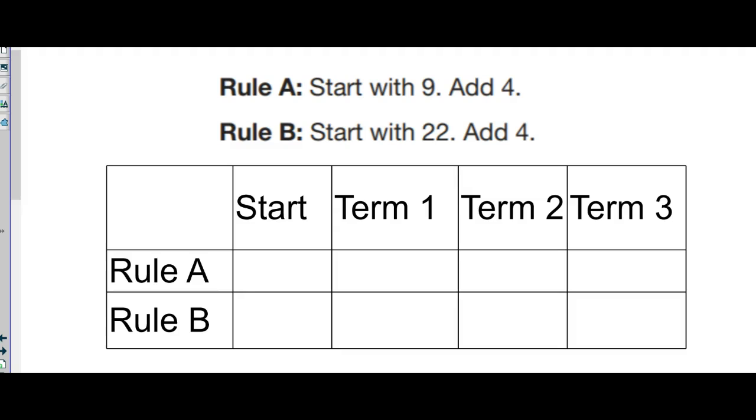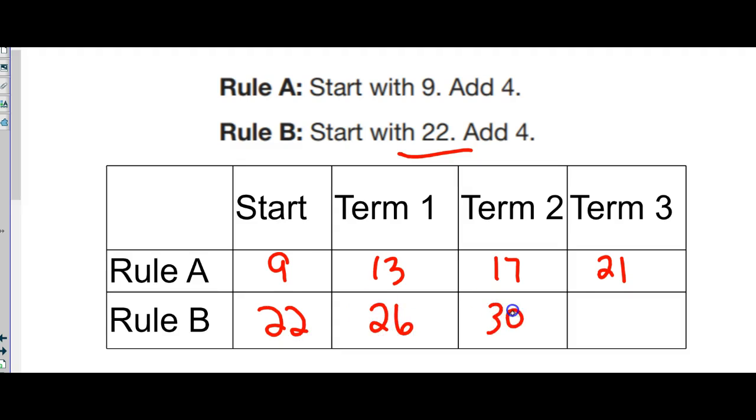Looking at another one, talking about relationship here because I think you're good enough at graphing. Rule A, we're going to start at 9 and we're going to add 4. So 9 plus 4 is 13, plus 4 is 17, plus 4 is 21. Rule B says start at 22 and add 4. So that would be 26, 30, and then 34.